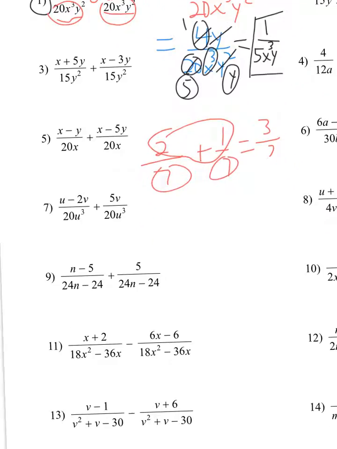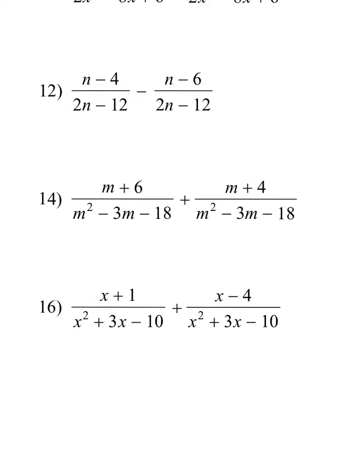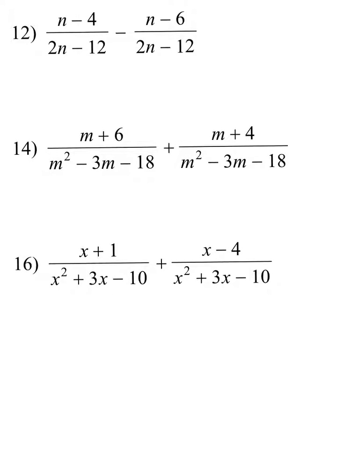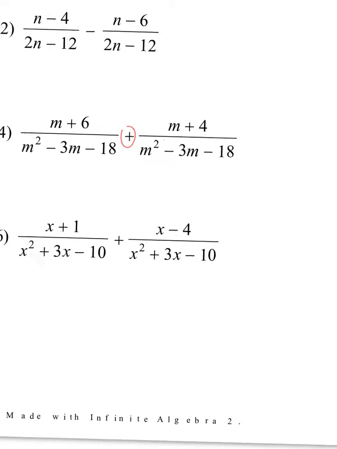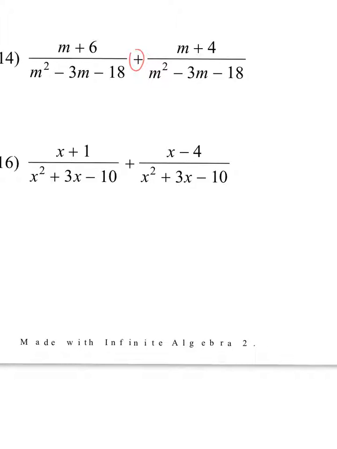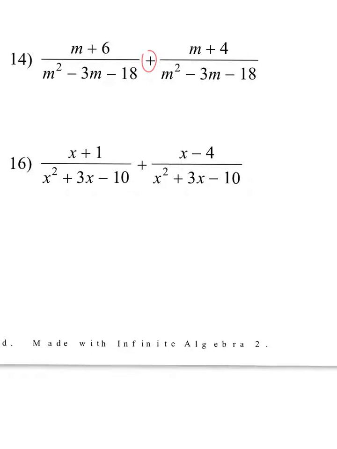Let's go down to number 14, and we'll do an add example. So this one is add. Notice my common denominator is m squared minus 3m minus 18, so I already have denominators the same. So I'm going to combine over that common denominator and write it as one algebraic fraction.